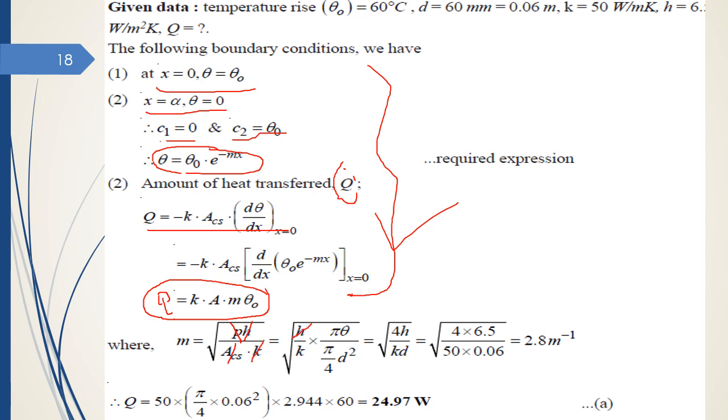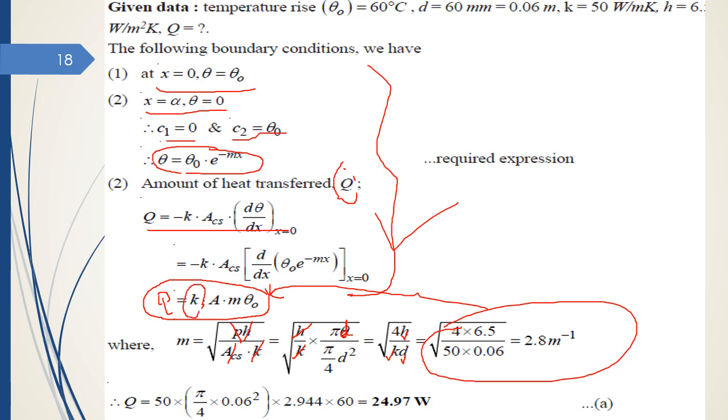So this is the convection heat transfer coefficient, this is thermal conductivity, perimeter is, actually it is not pi theta, it is pi d. Okay, this is pi d and area is pi by 4 d square. So pi cancels, one d is cancelled, so we will get 4h divided by kd. h value is known to us, diameter is known to us, thermal conductivity is known to us, so m value is available with us. Now you put all the values here.